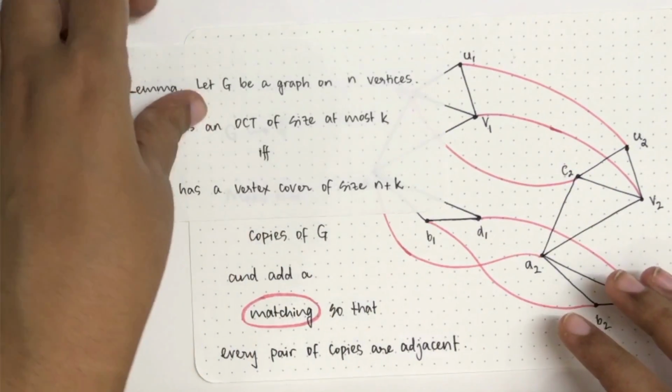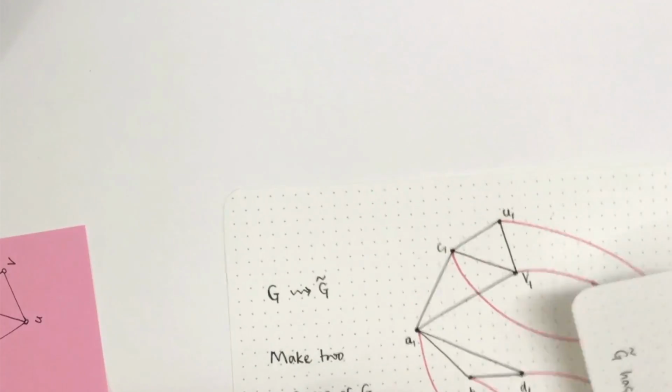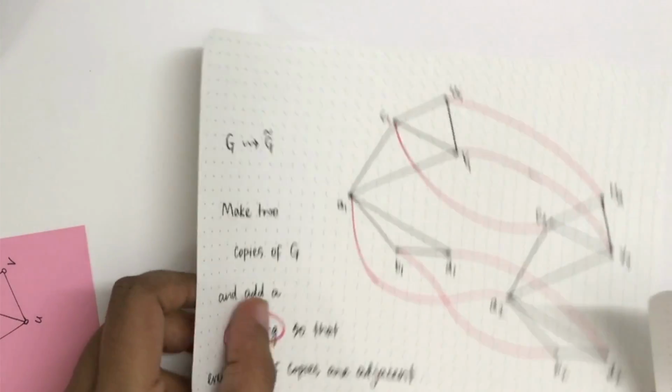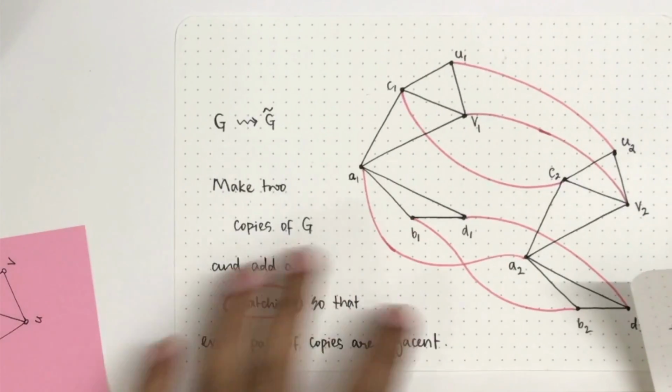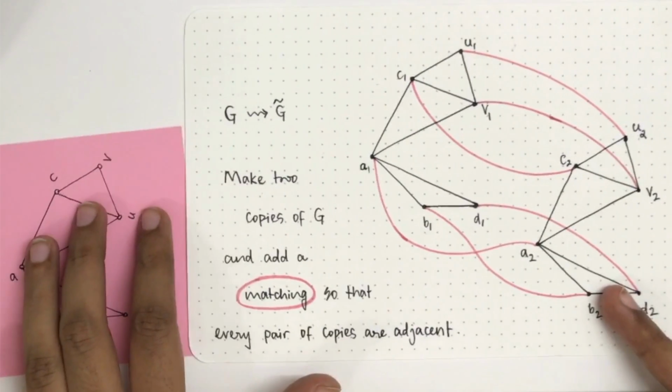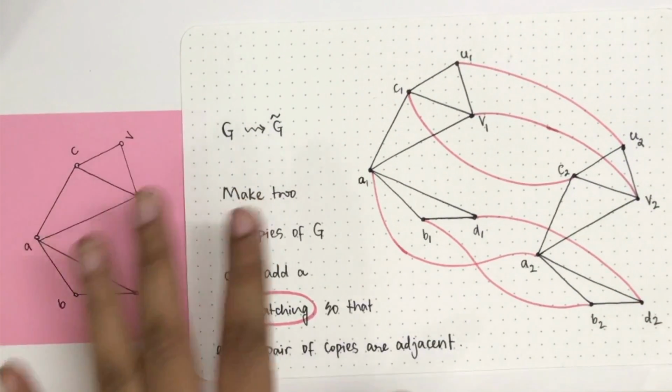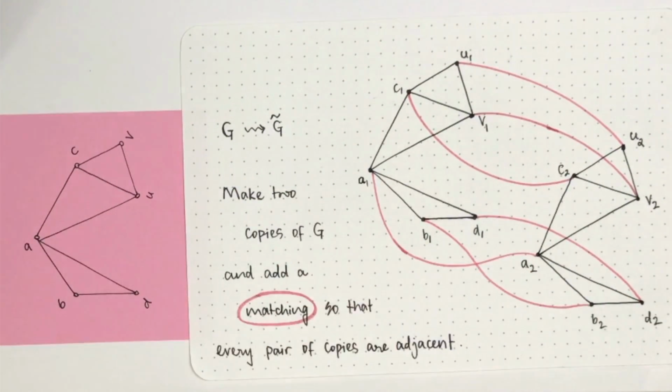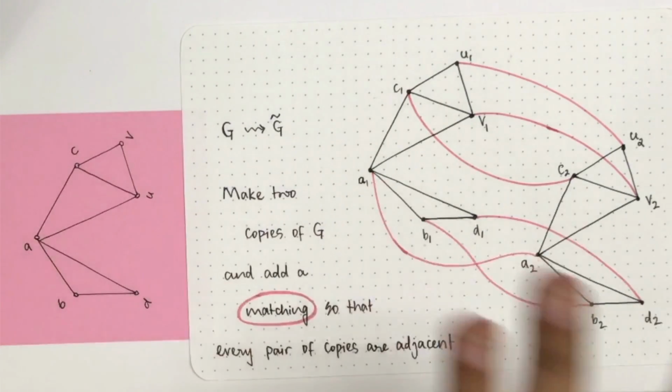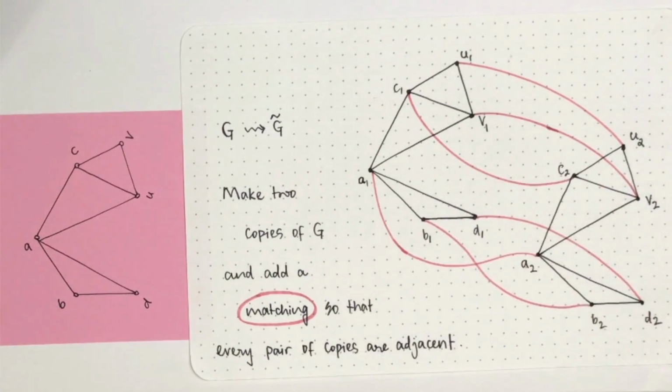G has an OCT of size at most k if and only if G tilde has a vertex cover of size n plus k. By the way, you might just want to make a quick note of how the reduction works, or just commit it a little bit to memory, because this is something that we will be working with. You have G, you have G tilde. G tilde is two copies of G and a matching between the duplicate vertices, a matching that matches every vertex to its copy in G tilde.